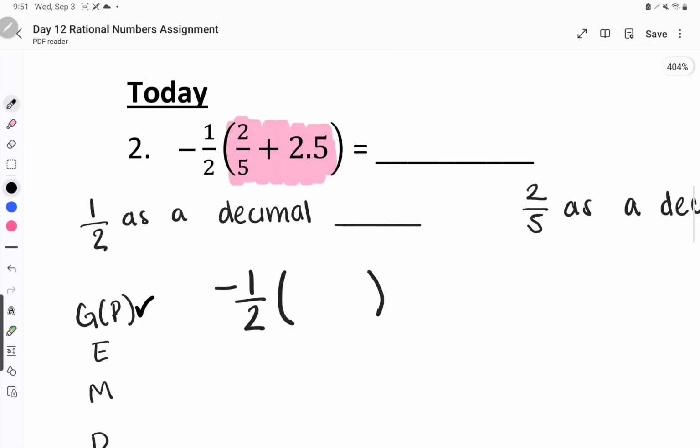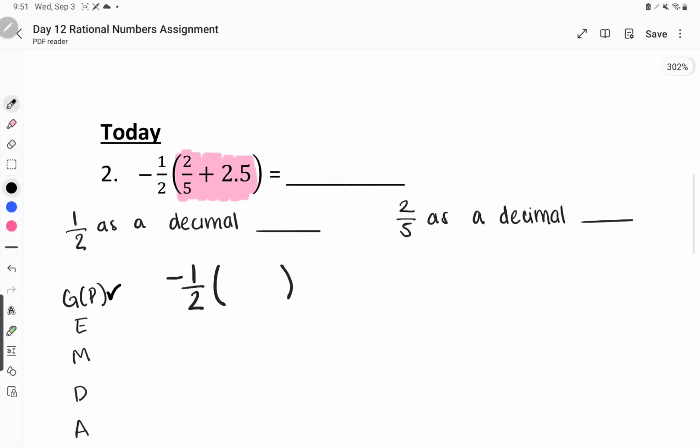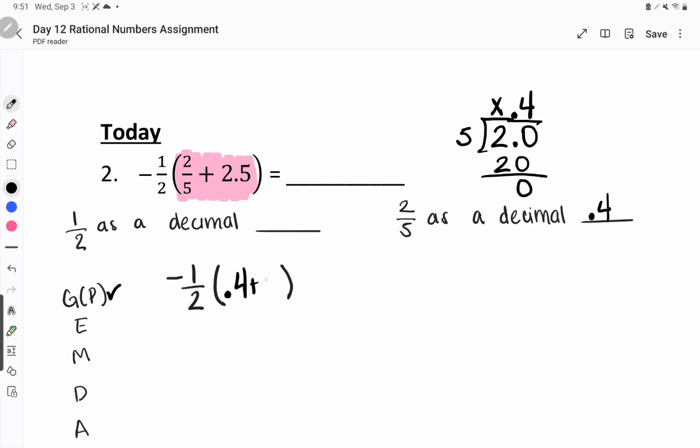Now, we have to take 2/5 and we need to turn that into a decimal. So I'm going to divide 2 divided by 5. 5 does not go into 2, so I add a decimal and a 0. 5 goes into 20 4 times. 4 times 5 is 20. Subtracting that gives us 0. So this is 0.4. So I have 0.4 plus 2.5. I actually think that's supposed to go in a different spot. So we have 0.4 plus 2.5 right here instead.